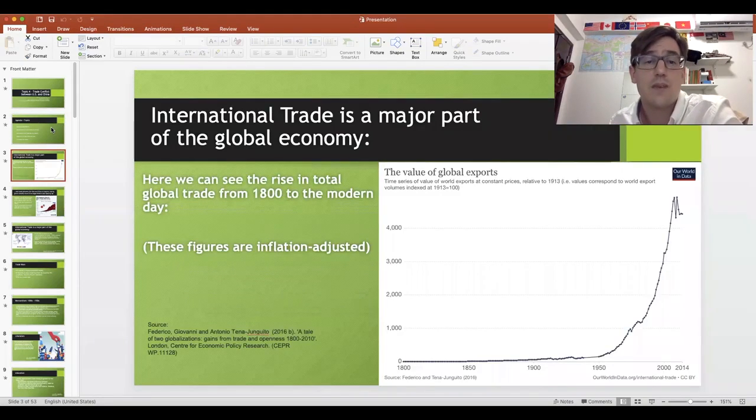International trade is a major part of the global economy. I think we all know this. Here I have a chart of global trade from 1800 into the modern era.